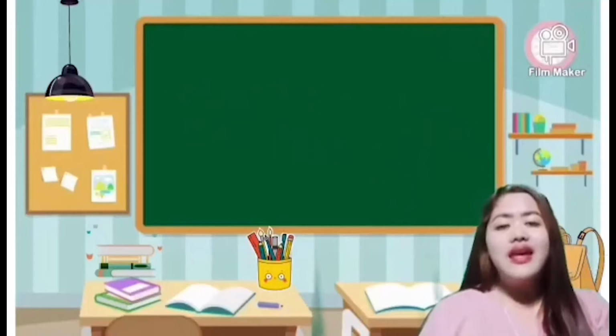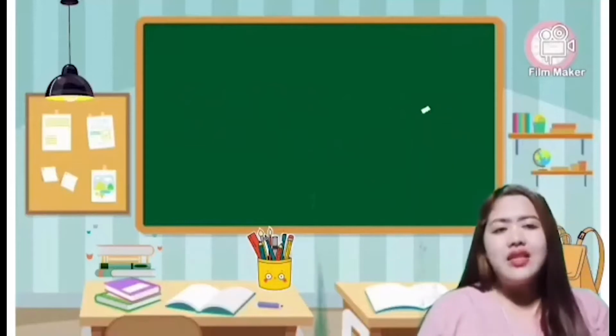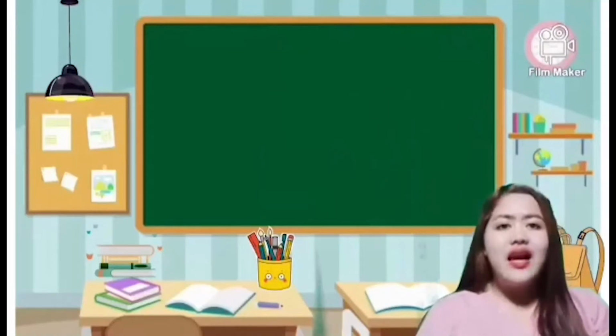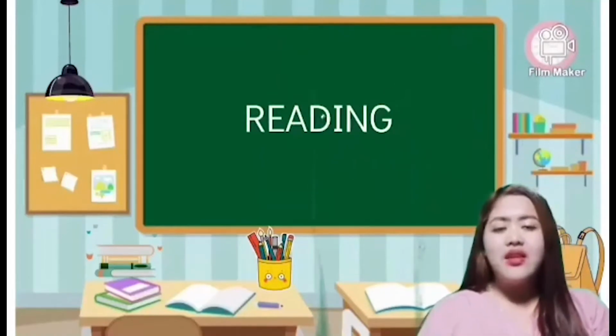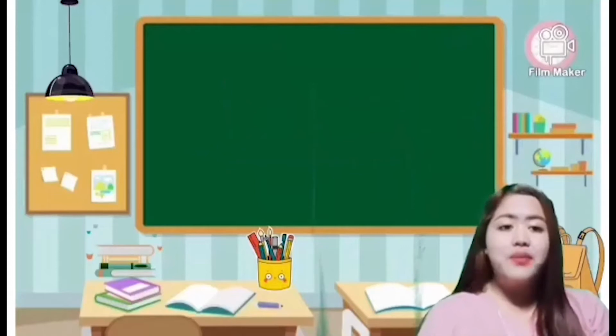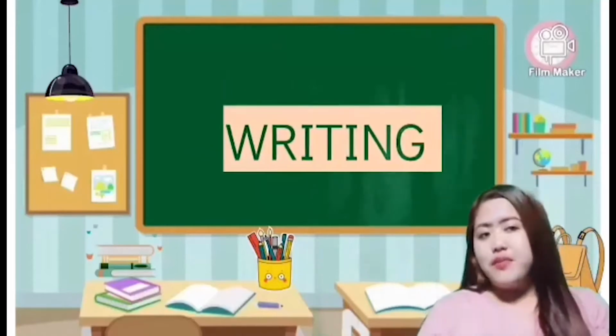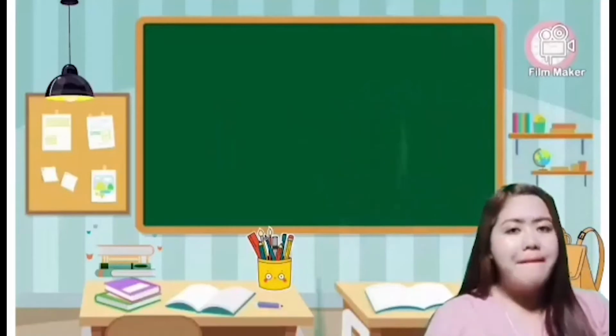The second one is speaking. Eventually, they try to repeat what they hear. Third, reading. Later, they see the spoken language depicted symbolically in print. And the fourth one is writing. Finally, they reproduce these symbols on paper.